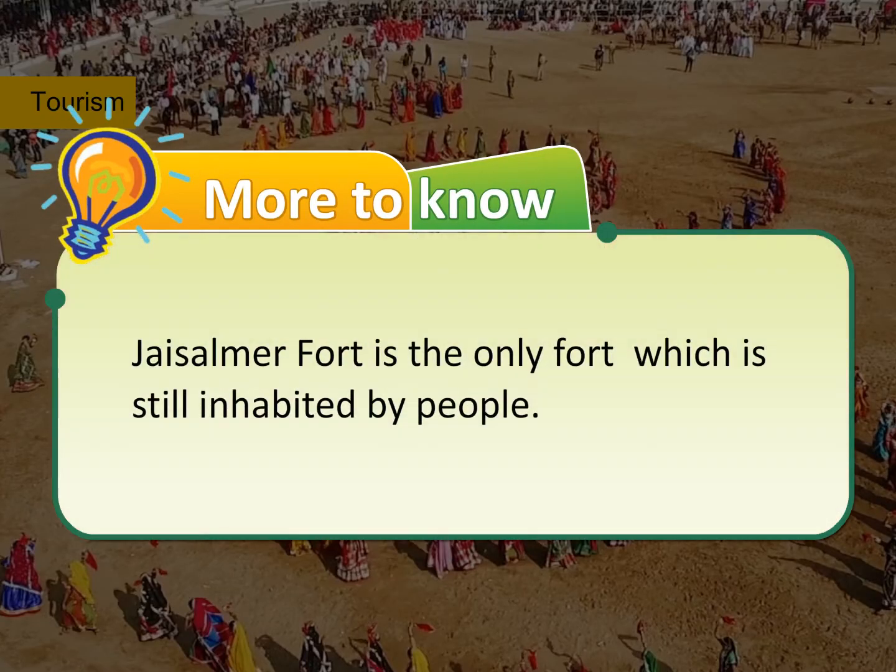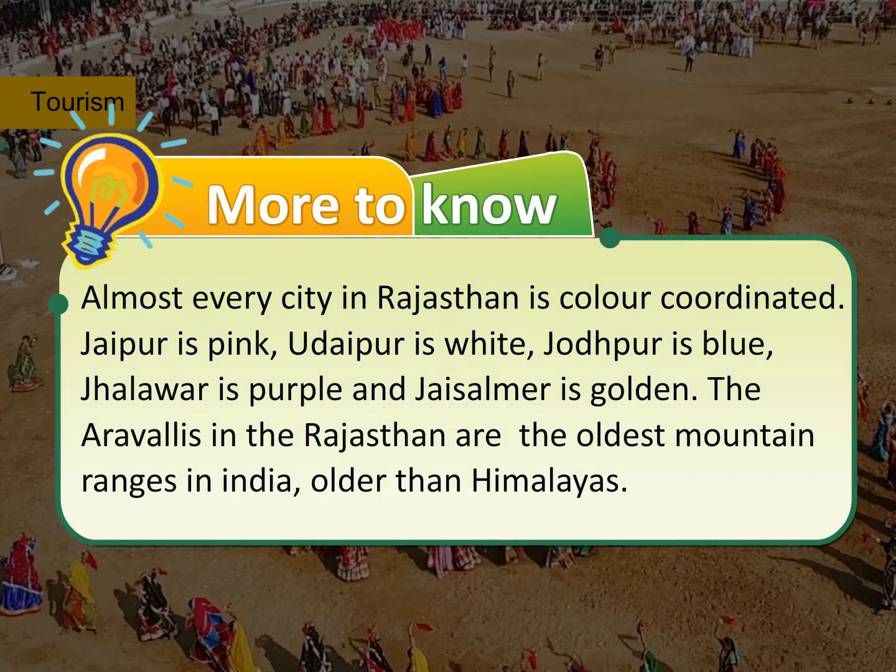More to know. Jaisalmer Fort is the only fort which is still inhabited by people. More to know. Almost every city in Rajasthan is color coordinated. Jaipur is pink, Udaipur is white, Jodhpur is blue, Jhalawar is purple, and Jaisalmer is golden. The Aravalis in the Rajasthan are the oldest mountain ranges in India, older than Himalayas.